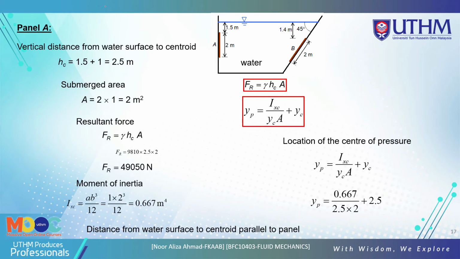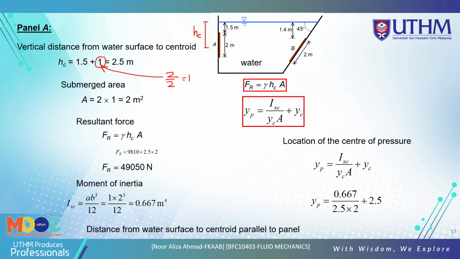Okay, you must calculate panel A first. Vertical distance from the water surface to the centroid. From the surface to the centroid, we know the HC. HC is 1.5 plus 1, where the 1 comes from 2 divided by 2. So that's why you get 1 here. So HC is 2.5 meter.